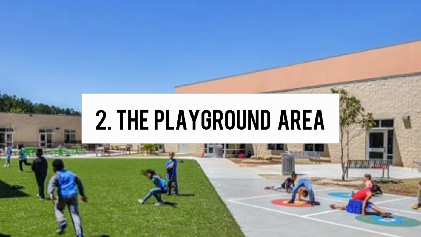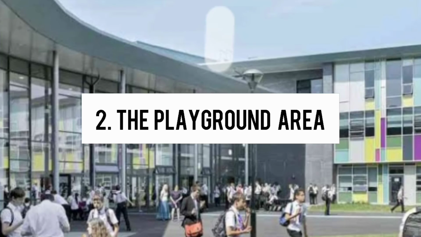Second, the playground area. The allocation of external space for playgrounds which are needed for physical education activities may be determined on the basis of a minimum standard of 6 square meters of space per pupil or student.